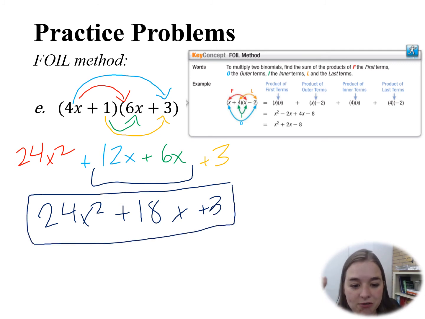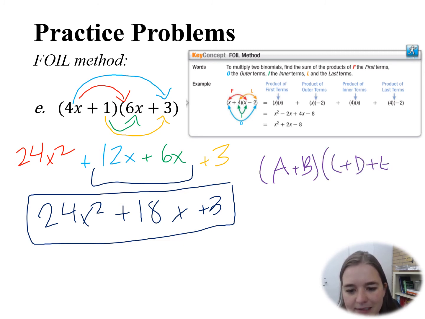So FOIL, using the letters first, outside, inside, last, only works when we have a binomial multiplied by a binomial. But the process of using the distributive property works even if I have more terms than that. If I have something like, we'll do an example over here, a plus b multiplied by c plus d plus e plus f.